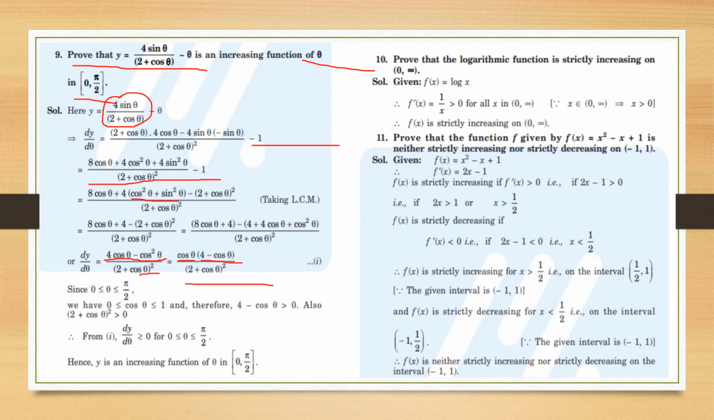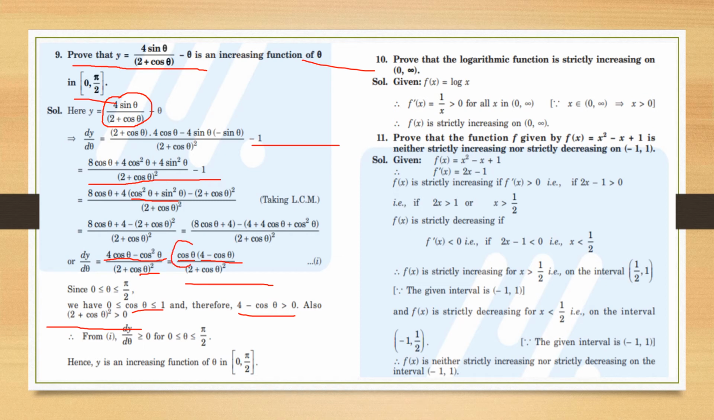Now, since you know that in the first quadrant the value of cos lies between 0 and 1, and moreover we also know that cos has its value between -1 and 1. But for 0 to 90 degrees, the value lies between 0 and 1. Therefore, the 4 minus cos theta term will always be positive. And the denominator is always positive because it is a whole square. So everything depends upon this cos theta.